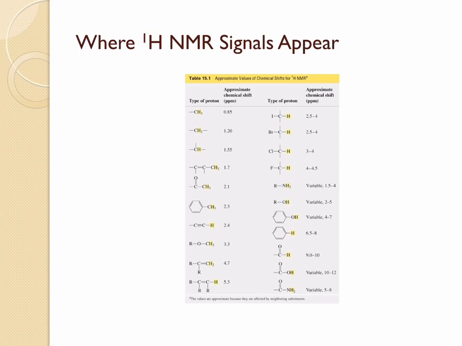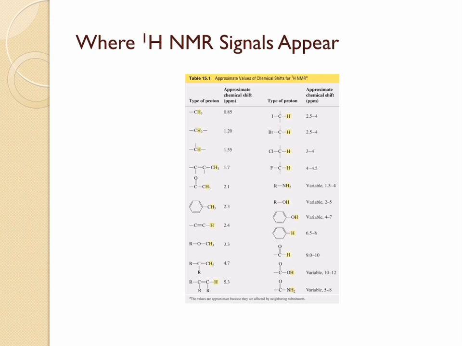Here is a table that provides the chemical shift values for some of the protons. So you can see that methyl protons are going to come somewhere around 0.85 ppm, while the methylene protons and the methane protons are going to be relatively downfield and come at 1.2 and 1.55 ppm respectively. And the ethers are going to come somewhere around 3.3.